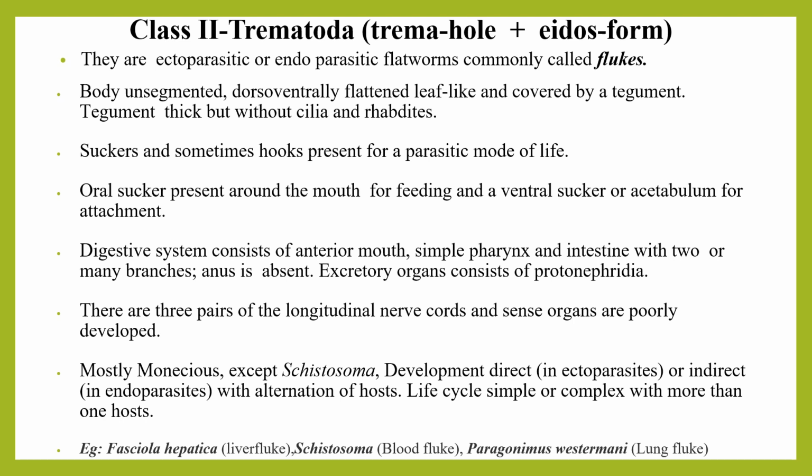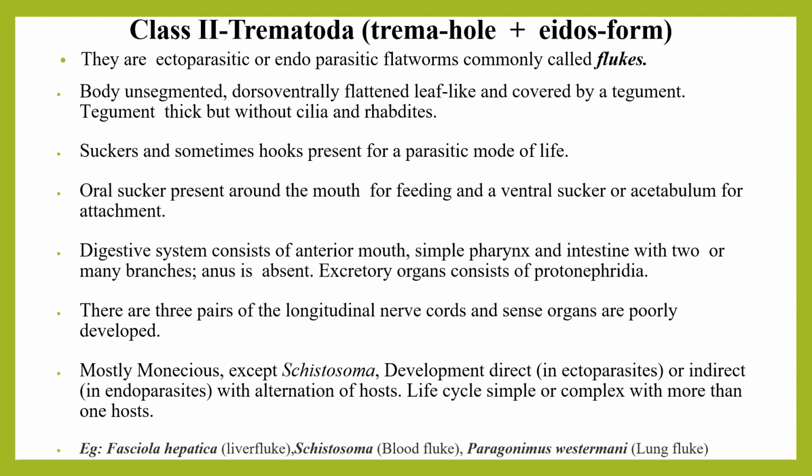The class 2 Trematoda, these are mostly ectoparasitic or endoparasitic flatworms and are commonly called flukes. Their body is unsegmented, dorsoventrally flattened, leaf-like and covered by a tegument. The tegument is thick but without cilia and rhabdites. The suckers and hooks are present for a parasitic mode of life.